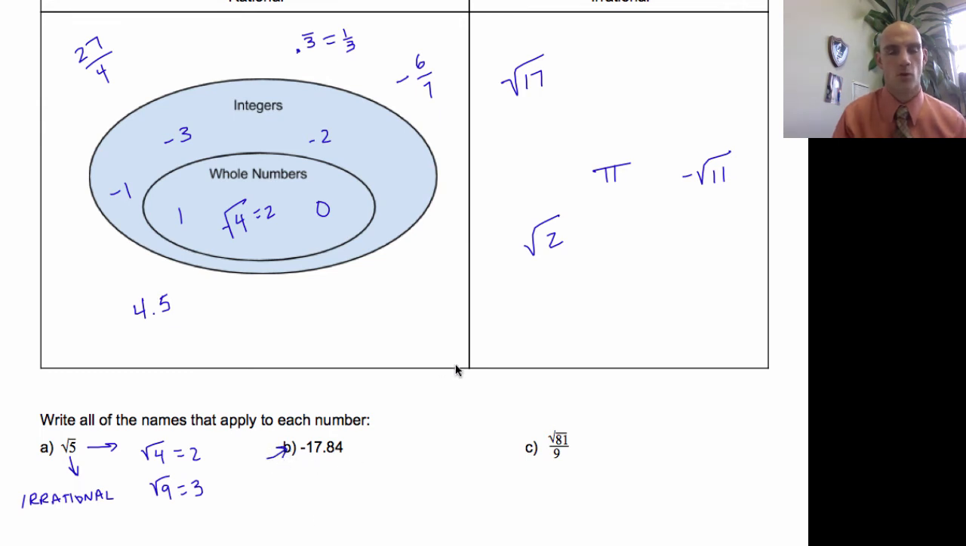In B, we remember, of course, we've got these two decimal places, so really we could write this as -17 and 84 out of 100. Well, we know that that's not even in lowest terms, but I can write it as a fraction. And so this is going to be a rational number.